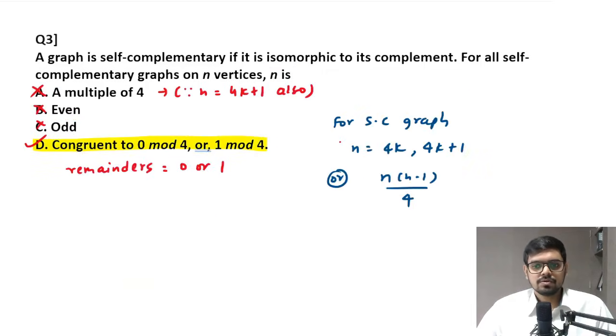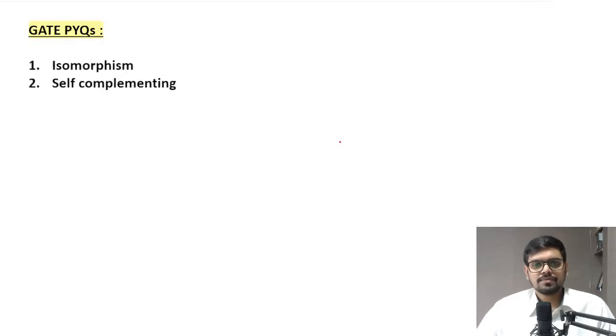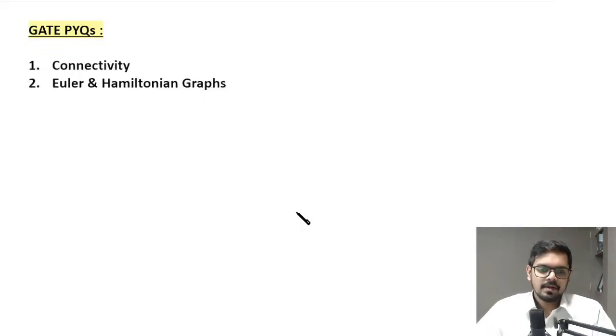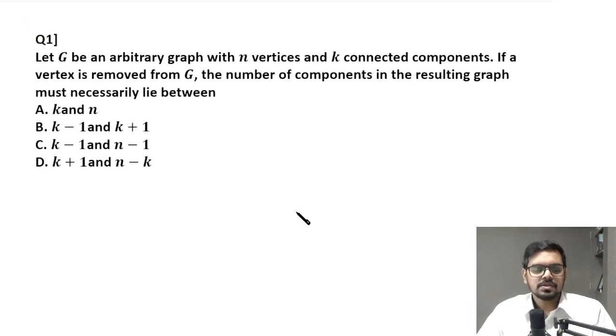Easy, understood. So that's it. 3 questions were there. I hope you enjoyed the class. In today's class, we are going to solve GATE PYQs on these 2 topics: connectivity, and Euler and Hamiltonian graphs. Very important lecture. So let us start the lecture with the very first question.